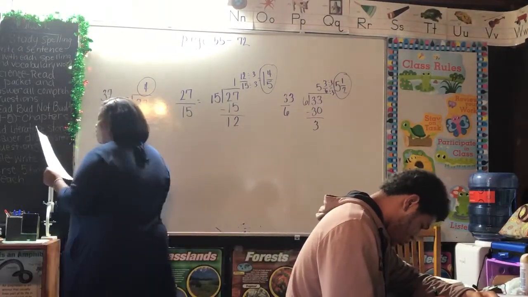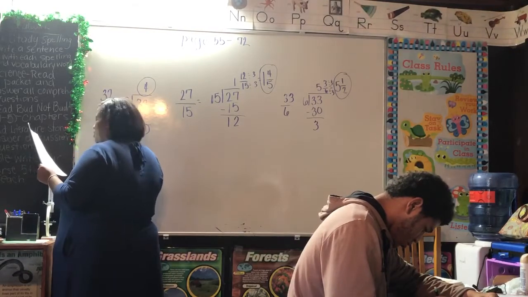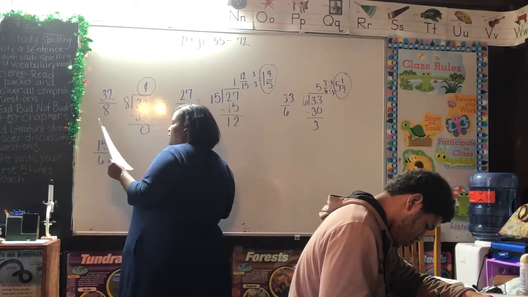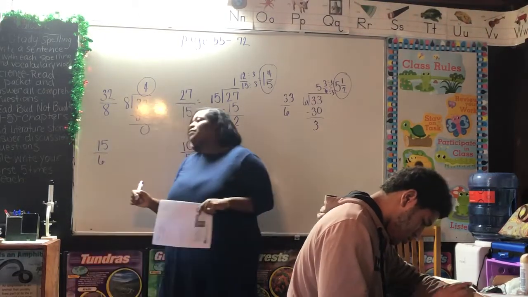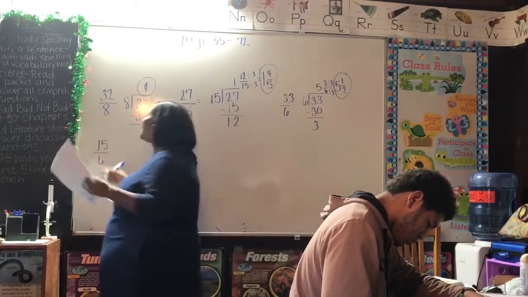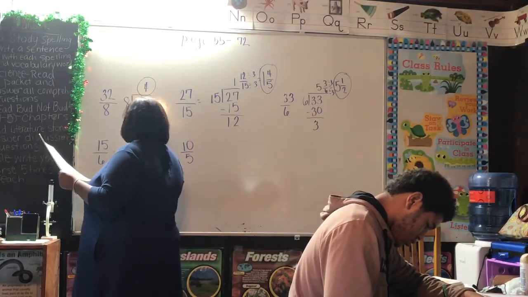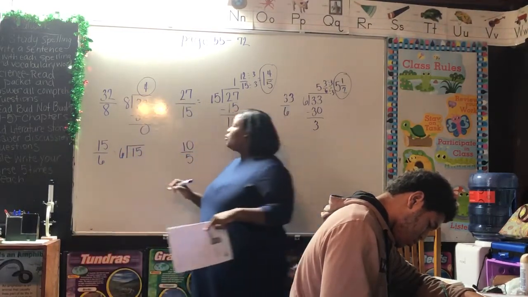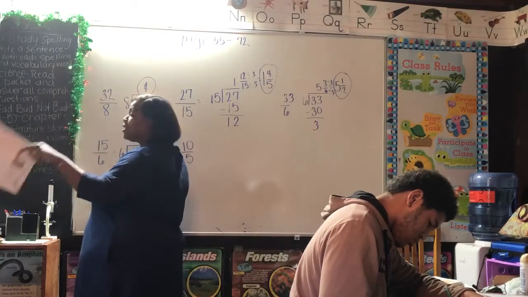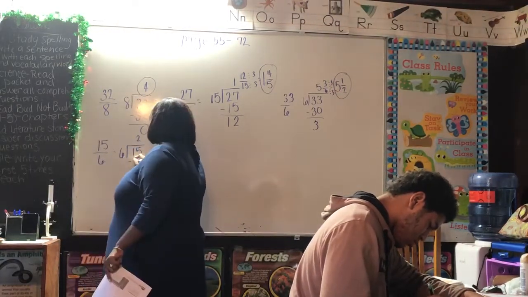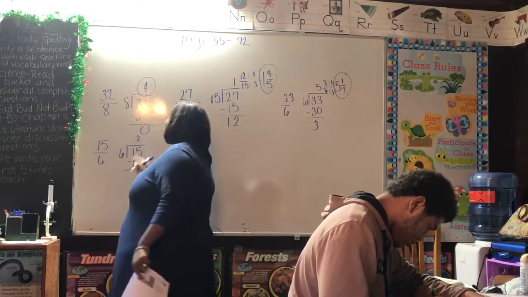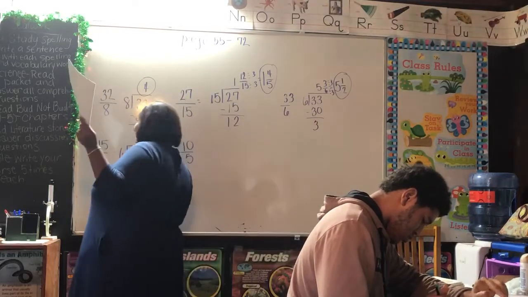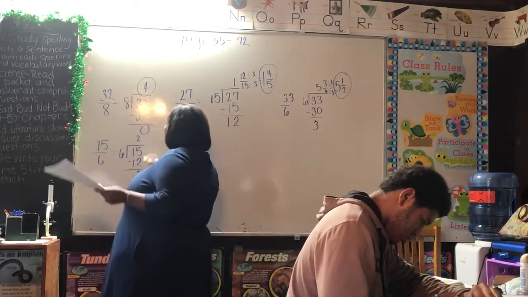All right, moving on. We have 15 over 6. I'm going to write the other one right here, too. Okay, can 6 go into 15? Not quite. We need to divide. How many times can 6 go into 15? 2. Good job, Mariah. 6 times 2 is? 12. 15 minus 12 equals? 3. So there is nothing to put there.